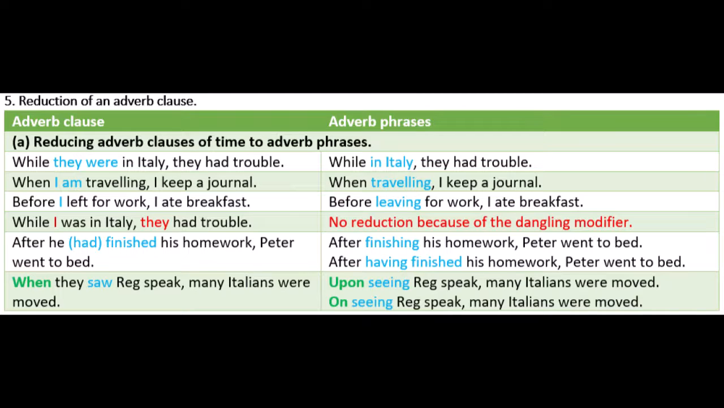When I am traveling, I keep a journal. When traveling, I keep a journal. Before I left for work, I ate breakfast. Before leaving for work, I ate breakfast. While I was in Italy, they had trouble. No reduction because of the dangling modifier.